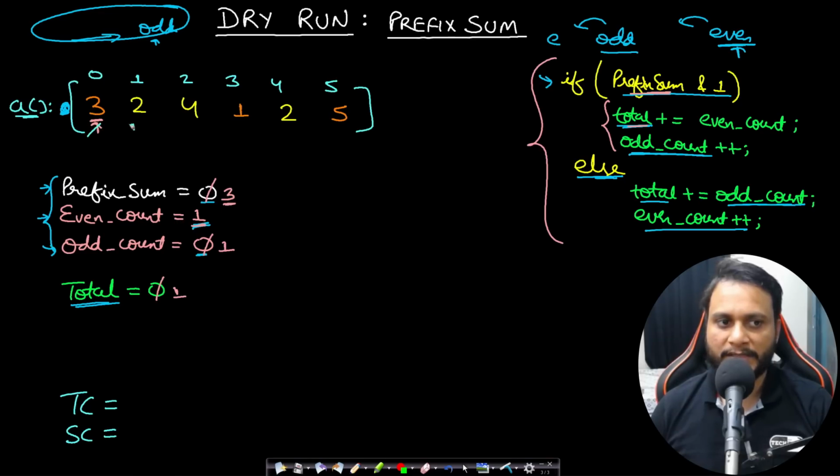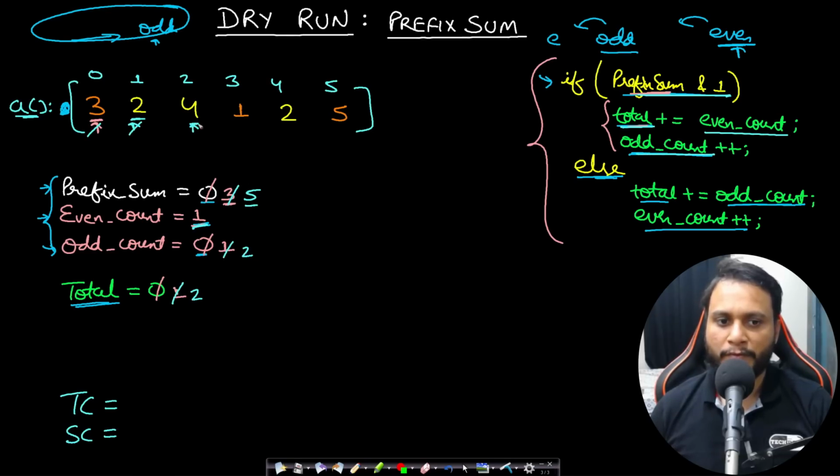We have processed 1 item. Now let's go to the next item, and this is 2. So 2 will be added to the prefix sum, it becomes 5. This is again an odd number. So the total count will add the number of even prefix sums to the left hand side. So how many are there? There is only 1. So 1 will be added to total and it becomes 2. And the odd count will be incremented by 1 because 5 is an odd number, right?